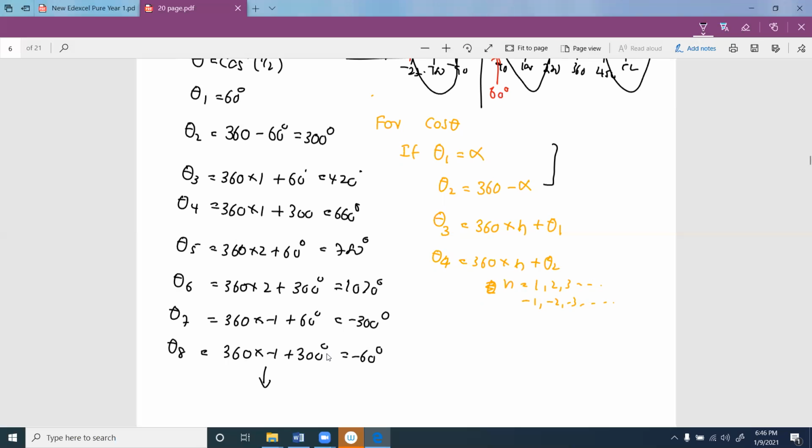That came from, I think we already learned one relationship at the beginning: cos minus theta is exactly the same as cos theta. From this relationship, you can obtain these answers here. 300 and minus 300 are both the same. 60 and minus 60 are both the same. This is the fact we have to understand from this question. This is the way of doing this kind of question.